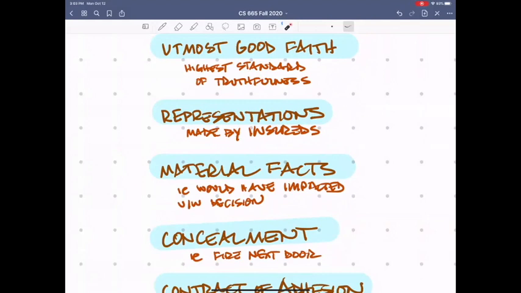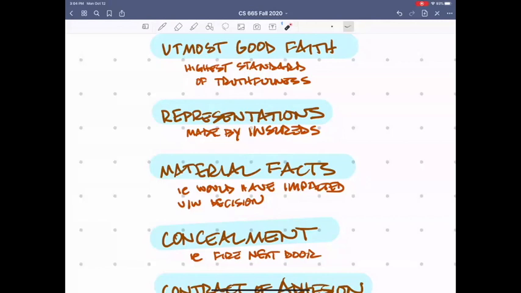Some examples of material facts that might change an insurance company's decision to offer coverage might be your age. Technically, when it comes to life insurance, if you lie about your age, oftentimes what they'll do is just change the amount of life insurance coverage you would have had they known what your age was.